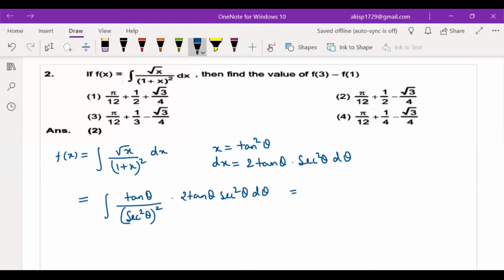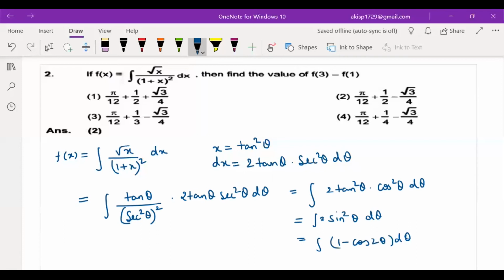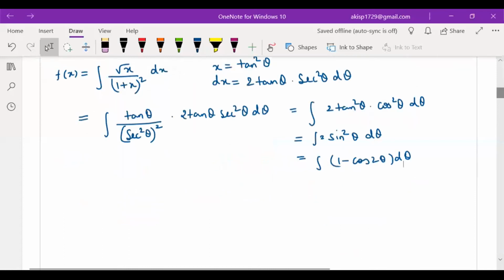So if we see, this simplifies to the integral of 2 tan square theta, and one secant square will cancel. That we can rewrite as cos square theta d theta. So this integral is nothing but the integral of 2 times sin square theta d theta. But sin square theta can be written in terms of cos 2 theta, so this will be nothing but 1 minus cos 2 theta d theta. So this is the integral so far. Now we know the integral of 1 minus cos 2 theta is the integral of 1 d theta minus the integral of cos 2 theta d theta.